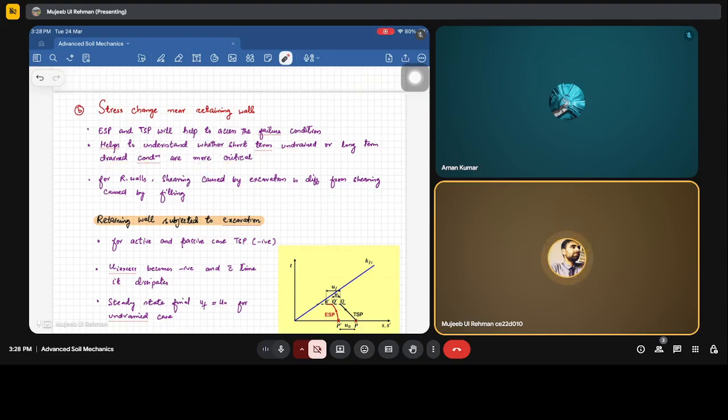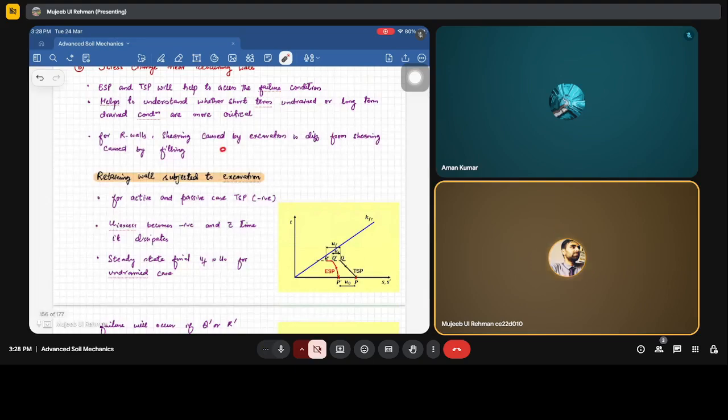So the main aim of doing this exercise is to know, if we are going to construct a building or do the backfilling, whether we need to consider the short-term undrained strength, or the long-term parameters like long-term phi or c values. So this is the main purpose of plotting the stress paths considering different situations. Fine. So for retaining walls, shearing caused by excavation is different from shearing caused by backfilling.